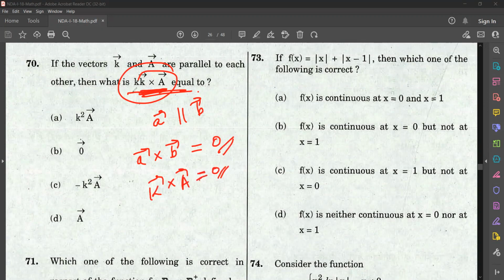So K into K means that is parallel itself, multiplying with a scalar. So K into K cross A, that is also 0. So option B is the correct answer. Okay, so the answer is option B, 0.